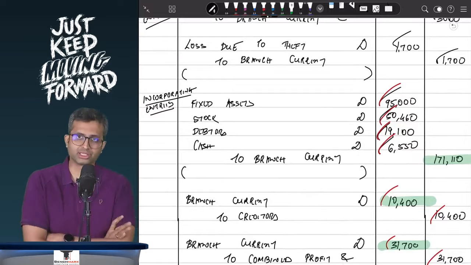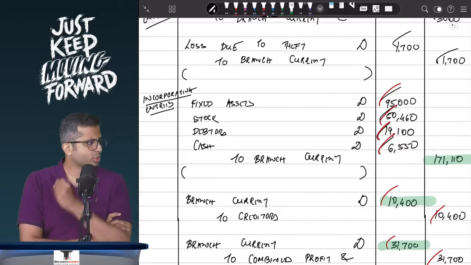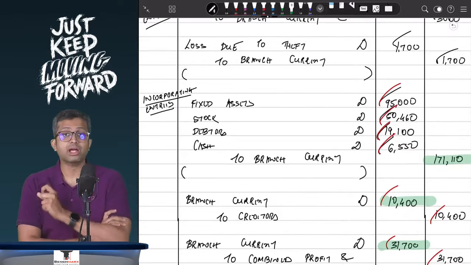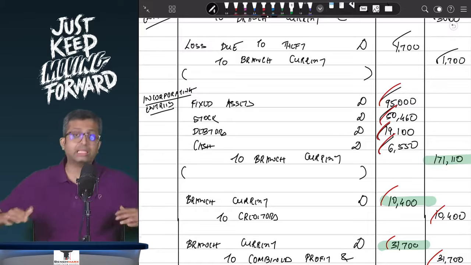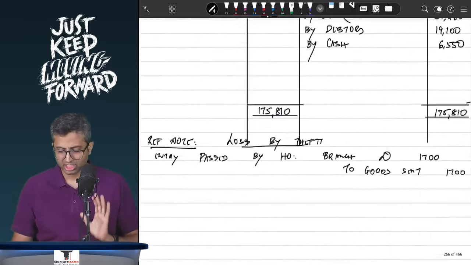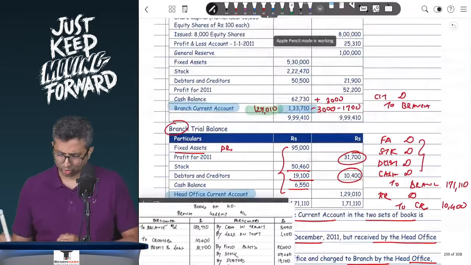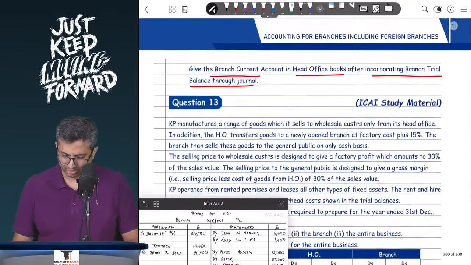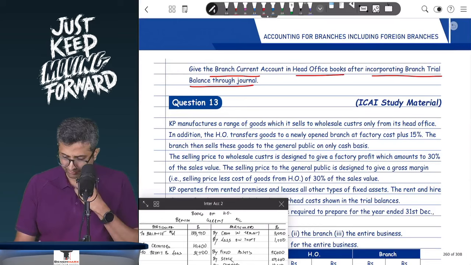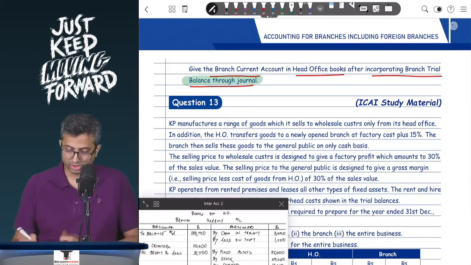How do you take over assets and liabilities? In a similar way, you will take over these assets and liabilities, and thereby the branch account will be nil, and all the assets and liabilities of the branch will be taken over. Now the question is asking you what? They are asking you to prepare the takeover through a journal, which you have done, and then give the branch current account in the head office books.